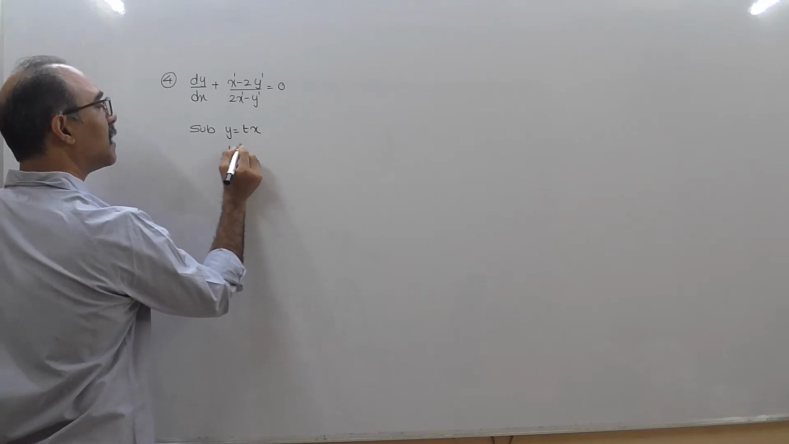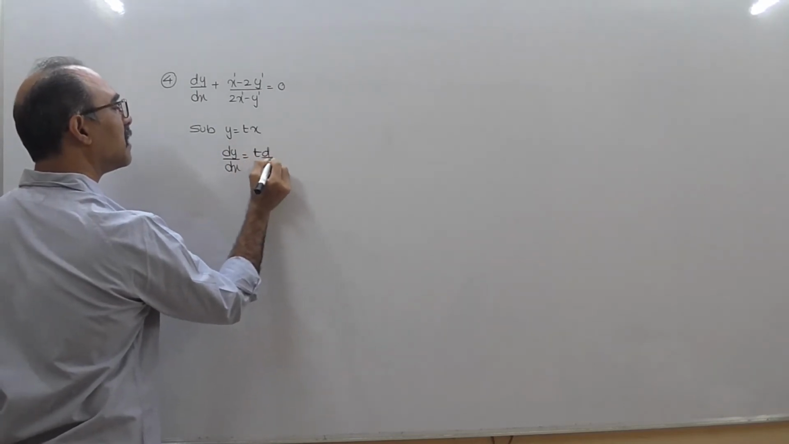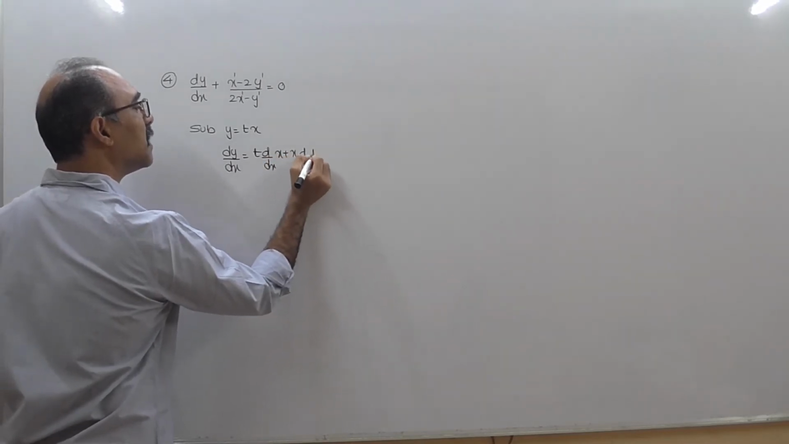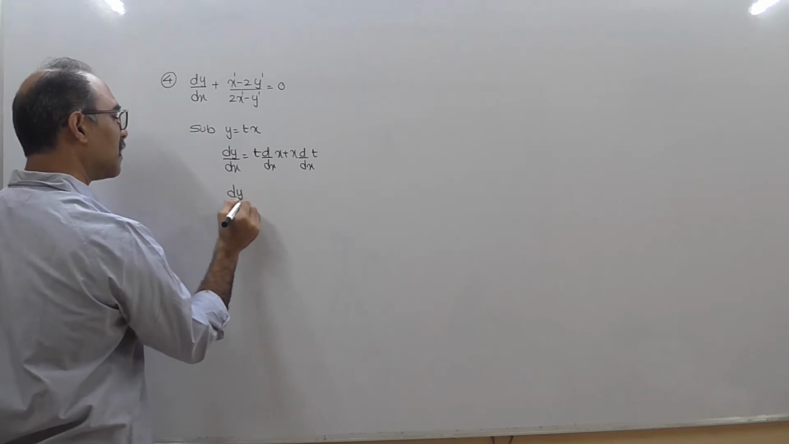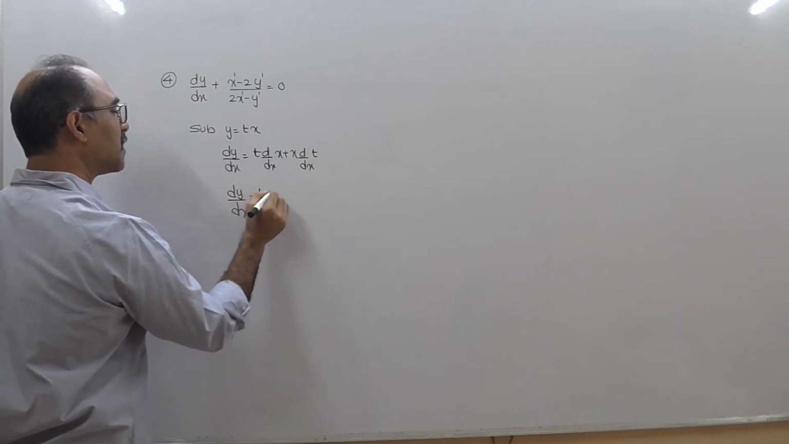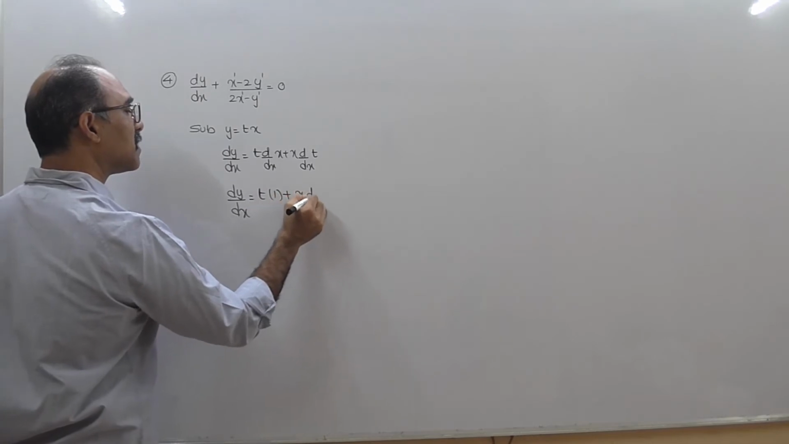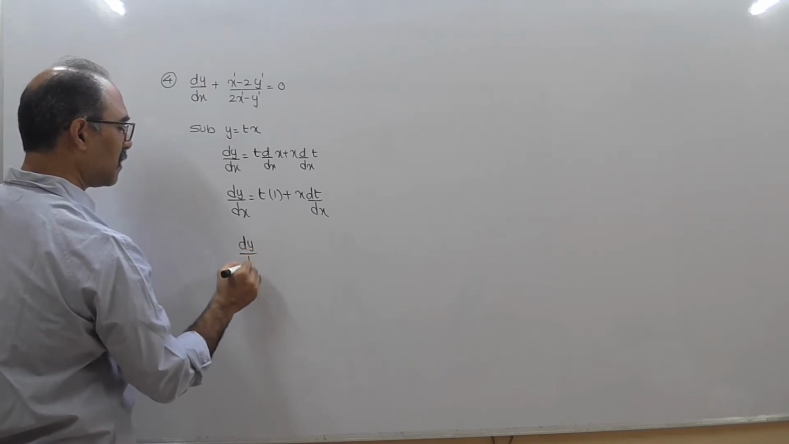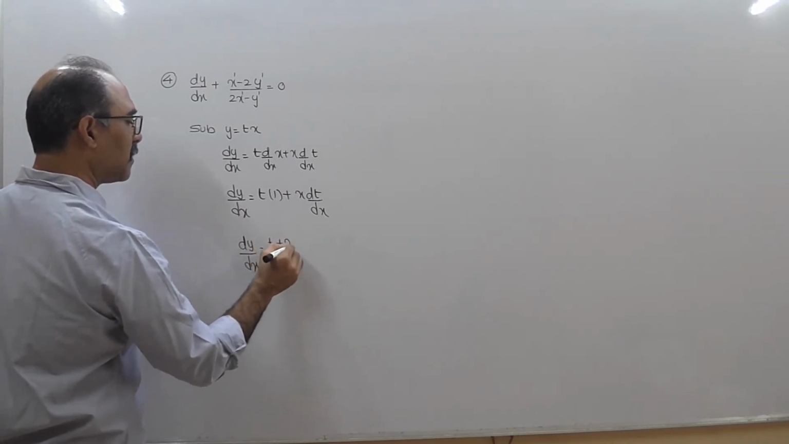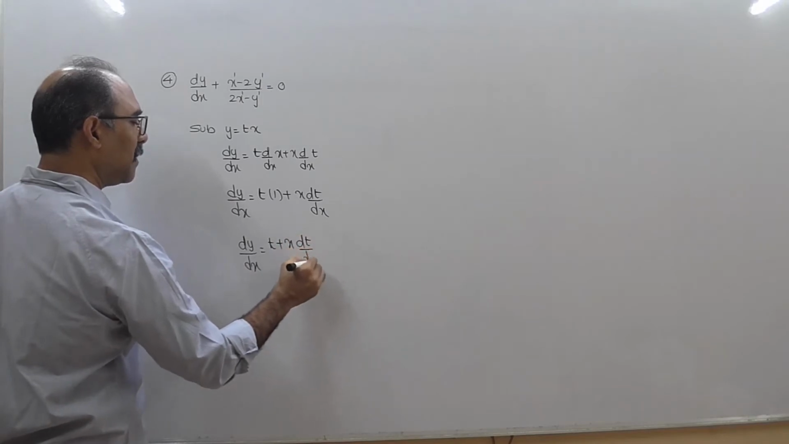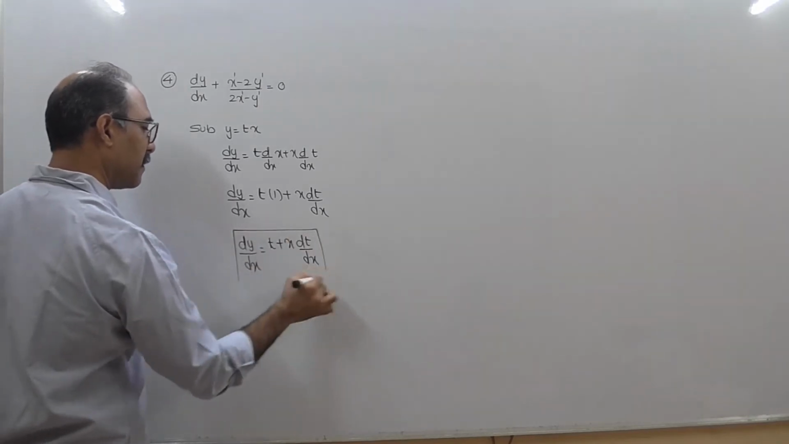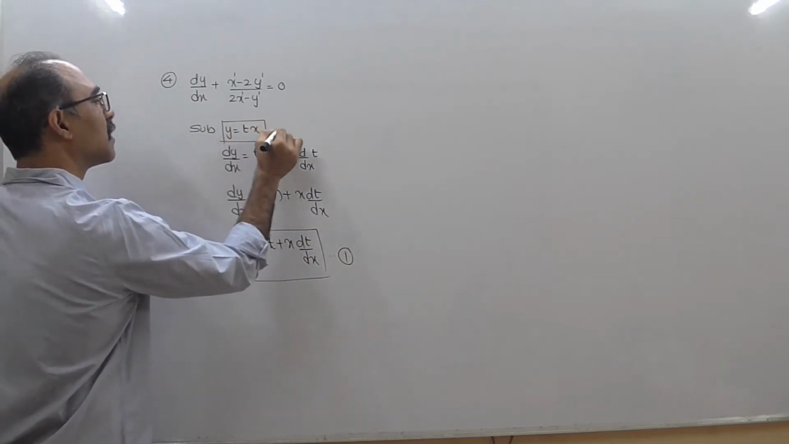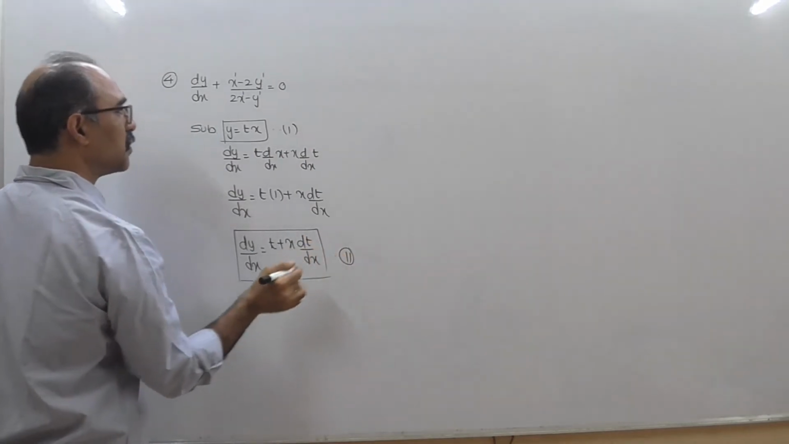So you get dy by dx. I mean differentiate with respect to x: t d by dx of x plus x d by dx of t. So ultimately we get dy by dx equal to t into 1 plus x into dt by dx. So ultimately we get dy by dx equal to t plus x times dt by dx. Okay. Sorry, this is to be taken as 1 and this is to be taken as 2.